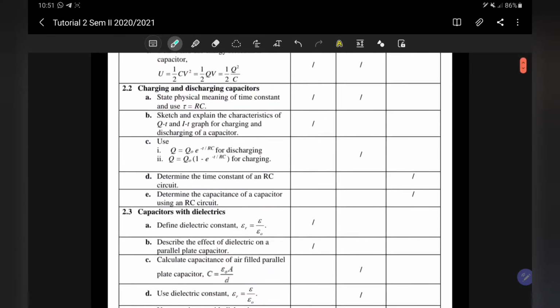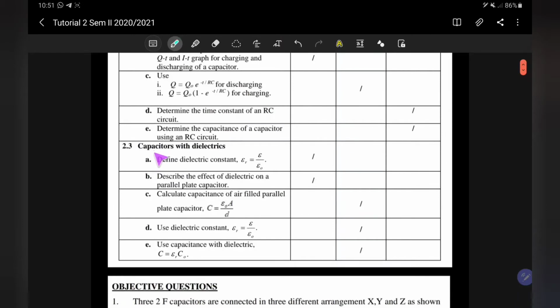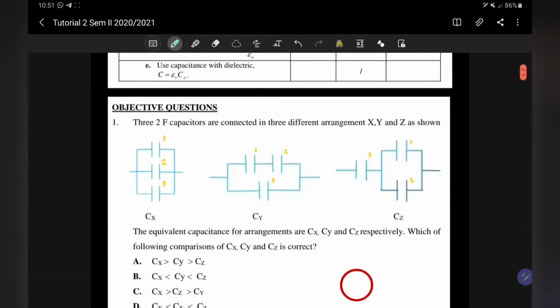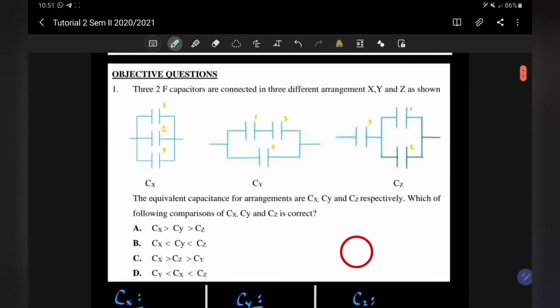The third one is all about capacitors with dielectrics. So we need to know what a dielectric material is and what its function is. What is the advantage of using dielectrics, and how to explain the concept. You need to know this now. So let's start with the first question for the tutorial. Let's start with the objective questions, question number 1.